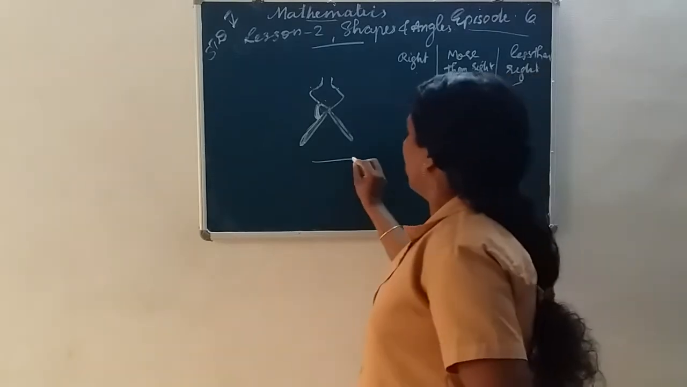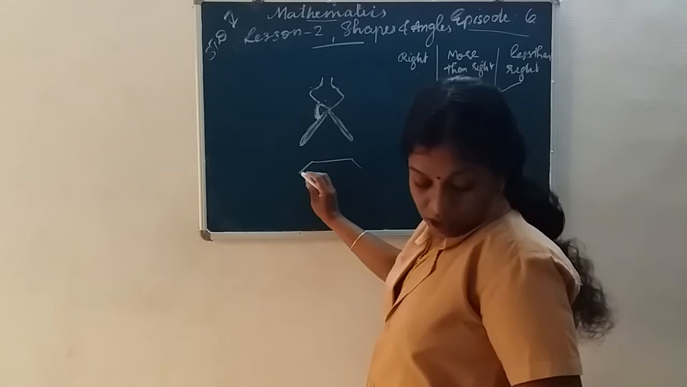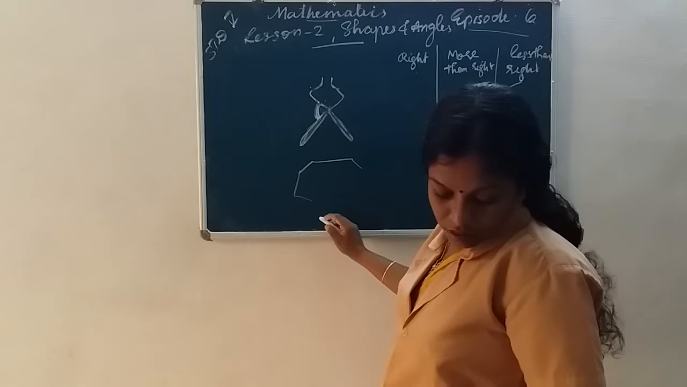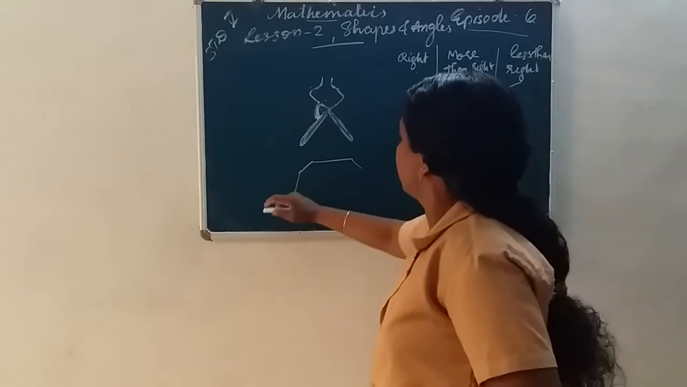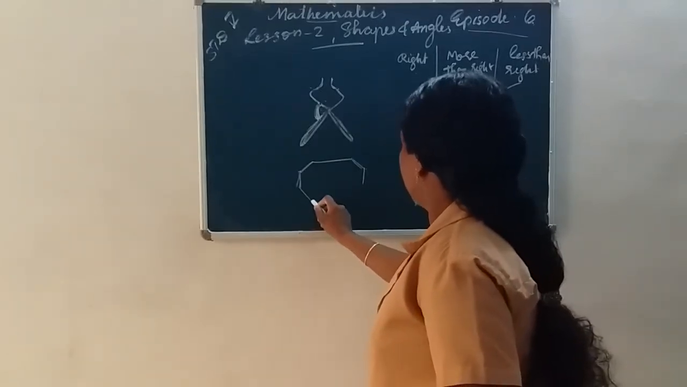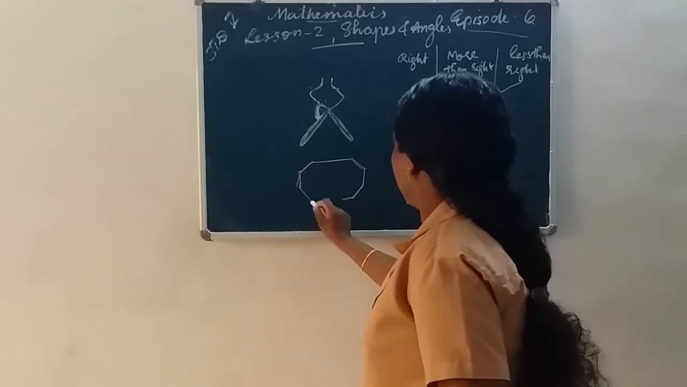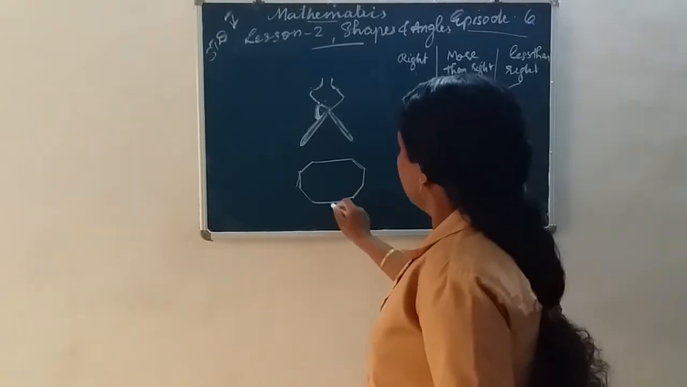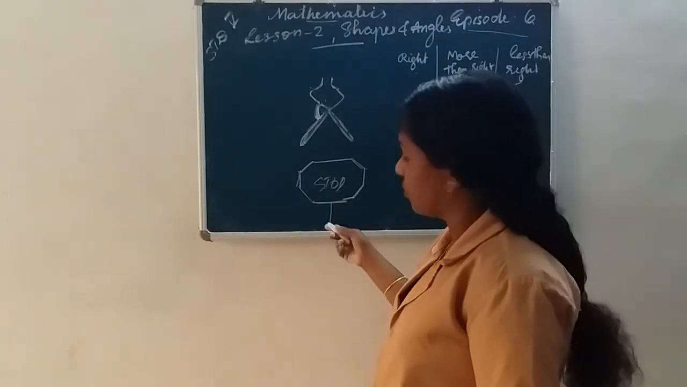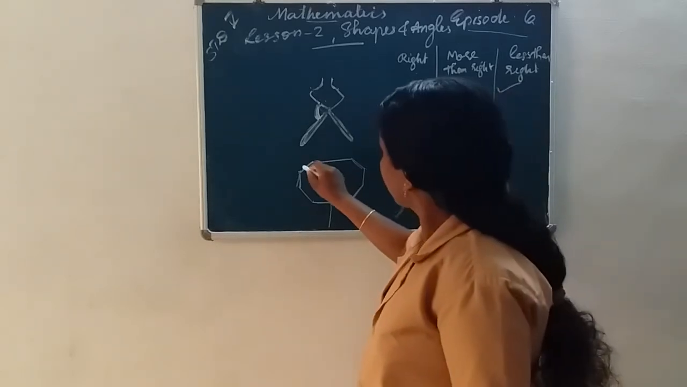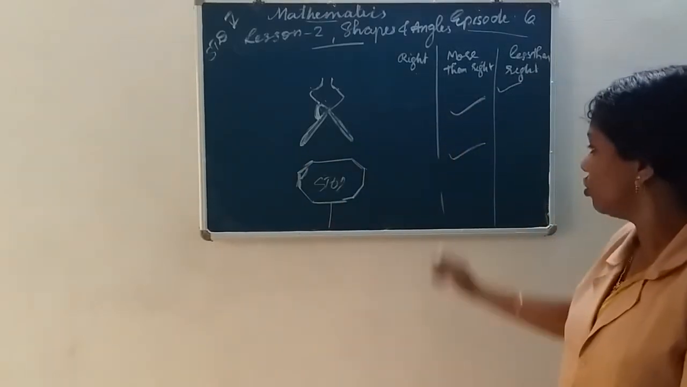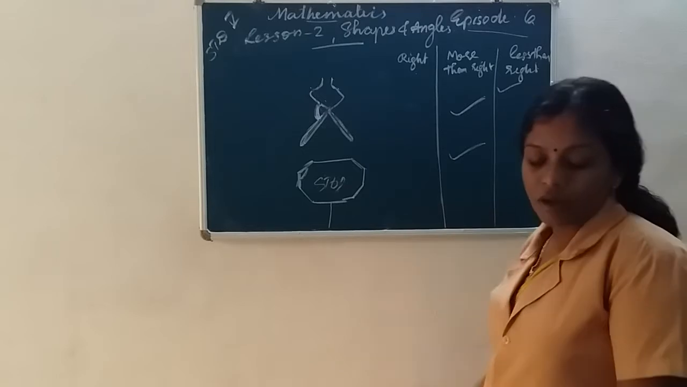Next, last one, stop board. How many sides are there? 8 sides: 1, 2, 3, 4, 5, 6, 7, 8. Have you seen this anywhere? Yes, a stop board. Here you want to measure this angle. This angle is more than 90 degree, more than right angle. So you want to tick in this column. Okay, all of you understand?